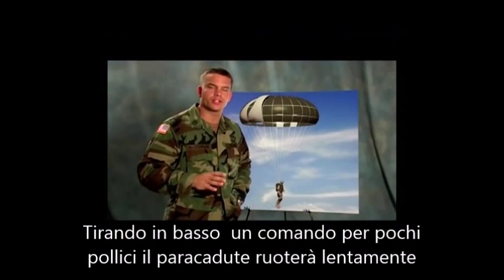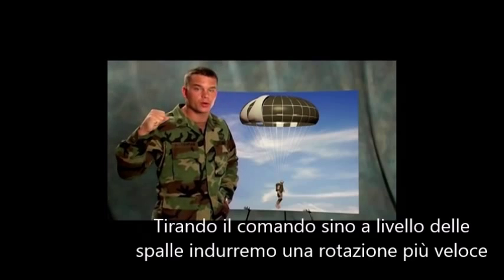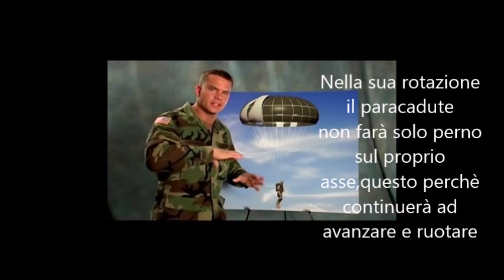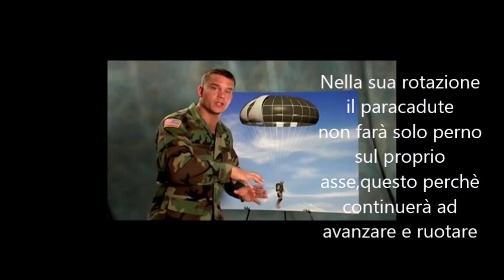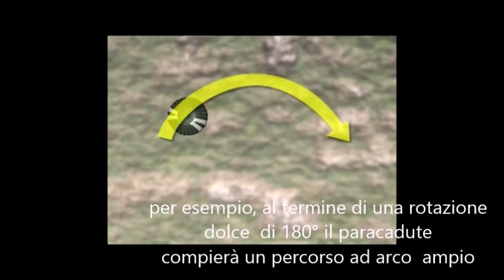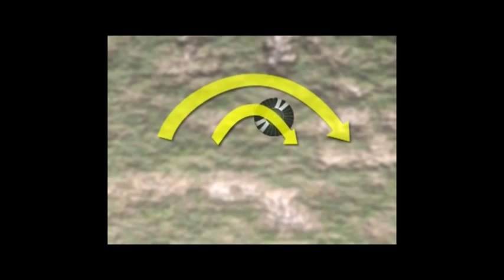If you pull the toggle just a few inches, the canopy will turn slowly. Pulling it to shoulder level will create a faster turn. When turning, the canopy doesn't simply pivot on a straight axis. This is because it's continuing to move forward throughout the turn. For example, at the end of a gentle 180-degree turn, the canopy will end up off to the side. A slow turn has a wider turning radius than a fast turn.